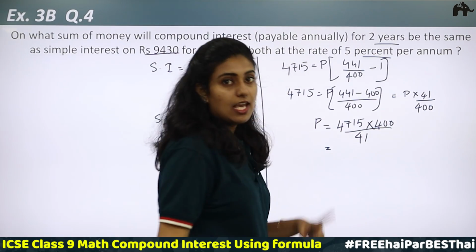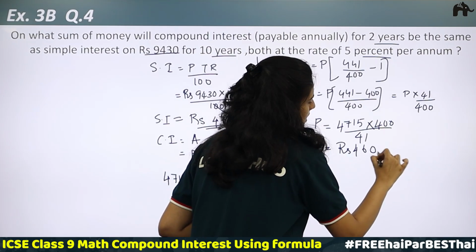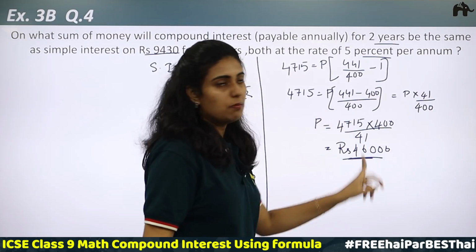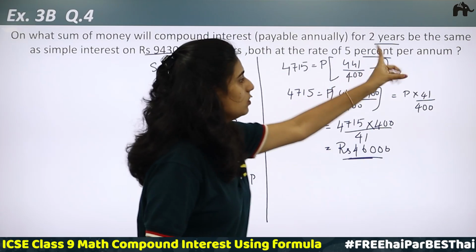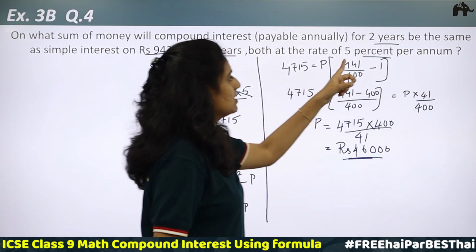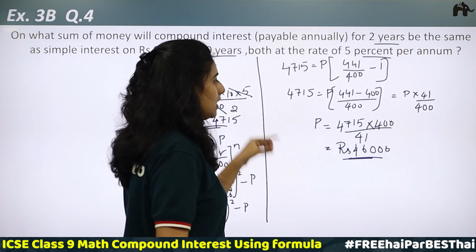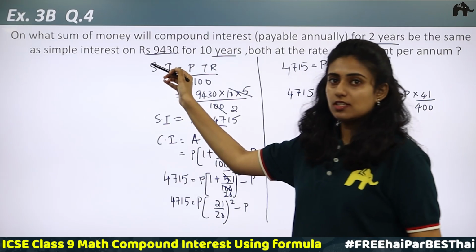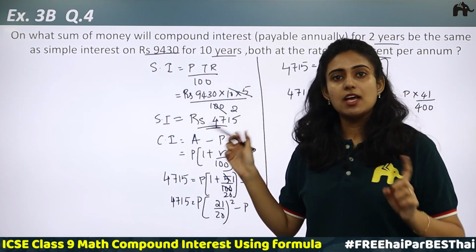How much do we get? When you calculate, you will be getting rupees 46,000. So, this amount 46,000 is compounded annually for 2 years at the rate percentage 5%. Okay. Then the compound interest will be equal to the simple interest for this amount, that is for 10 years at 5% per annum rate of interest.